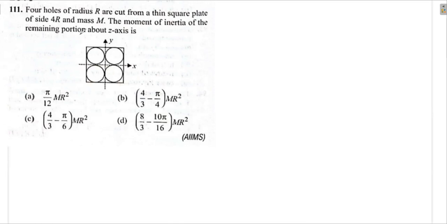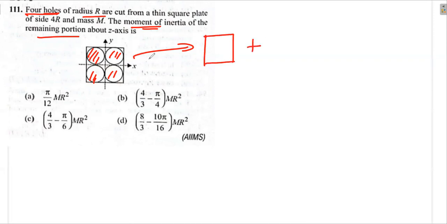You see, whenever you have a portion removed, you see we have 4 holes of radius r. These holes have been cut or removed. I've already told you this when we did center of mass problems. Whenever you have this removed idea, you have to consider it as negative mass. So to get the moment of inertia of the remaining portion, we can consider it as one full square plate plus 4 circles or discs of negative mass. That's the important thing.